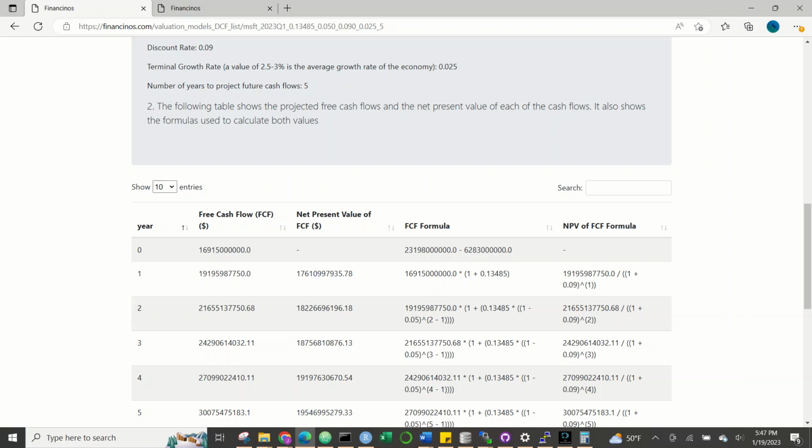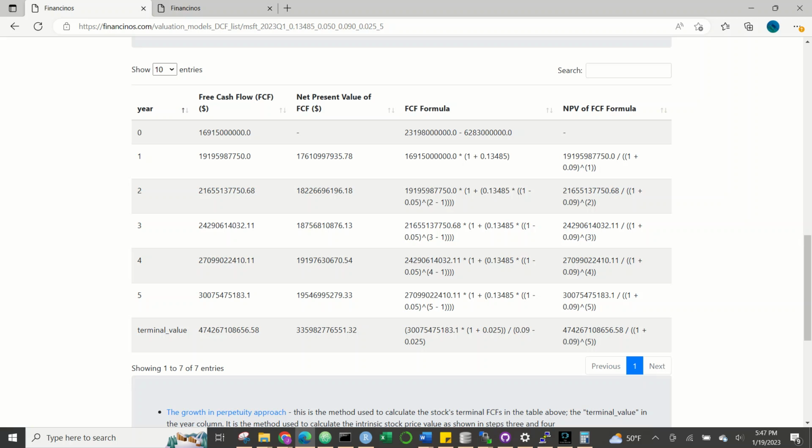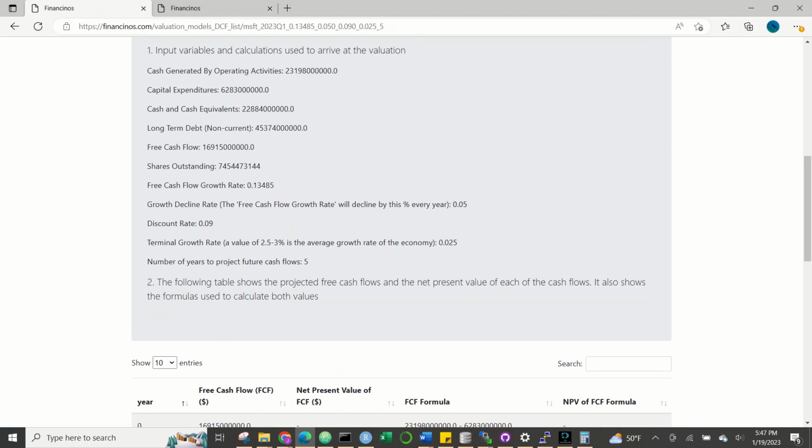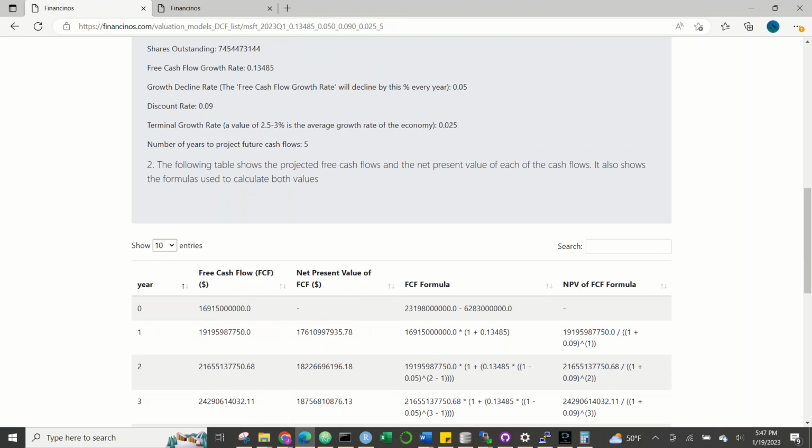So step 2, after getting all of our variables, we would project our free cash flows and get the net present value of each of those cash flows. All right, so year 0, the free cash flow is calculated by this formula here. It's this number minus this number. And how we got that is we scroll up. The cash generated by operating activities subtracted by capital expenditures are these two values right here to get the free cash flow.